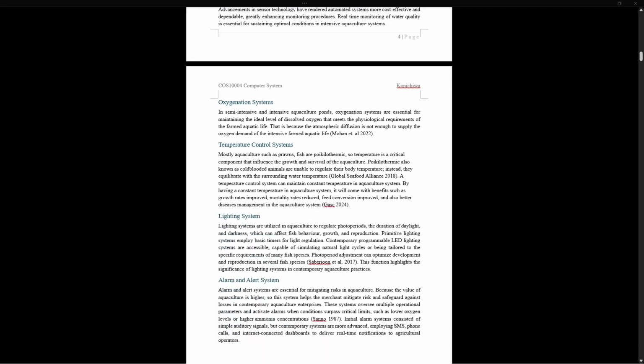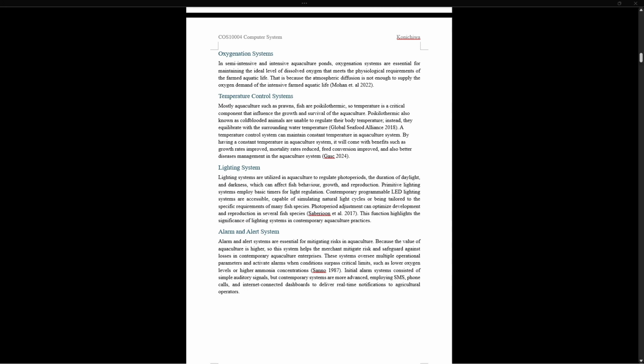Next, we have the oxygenation system. These systems maintain adequate oxygen in intensive farming environments to meet fish needs, compensating for insufficient natural oxygenation. This promotes healthy, thriving stock.